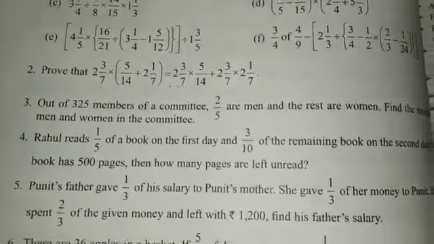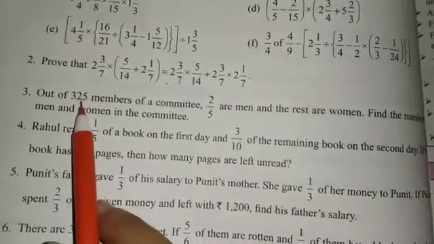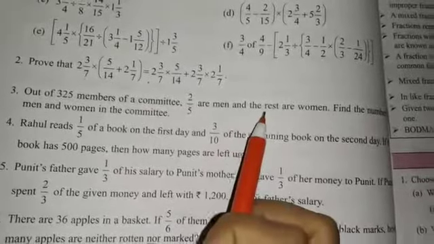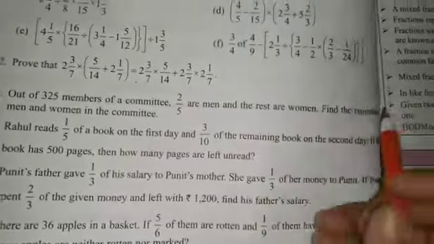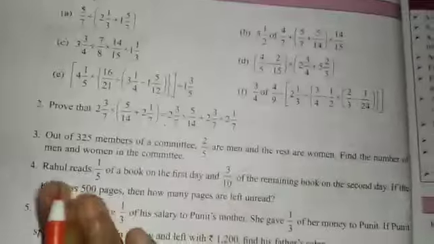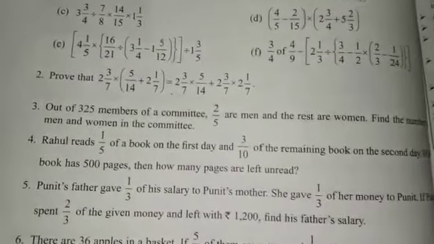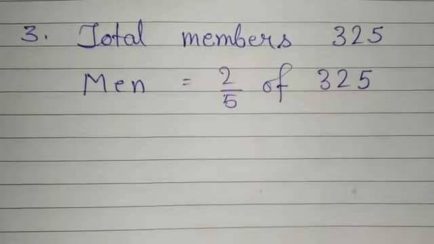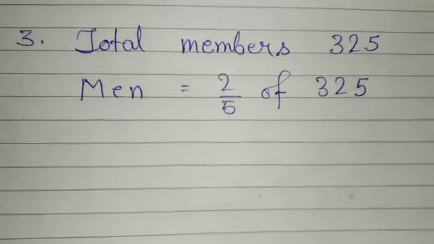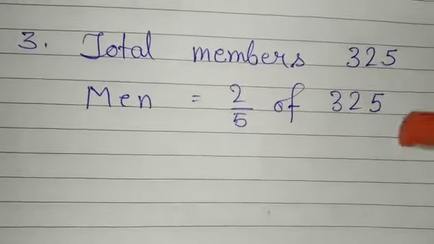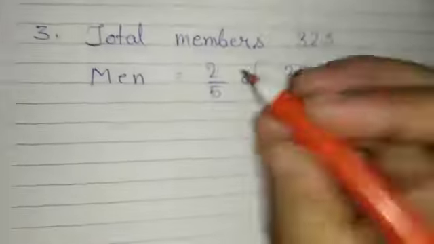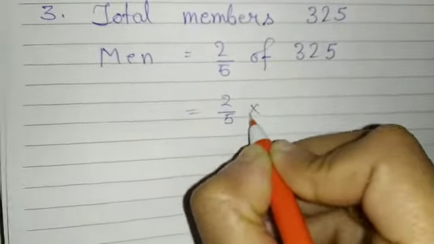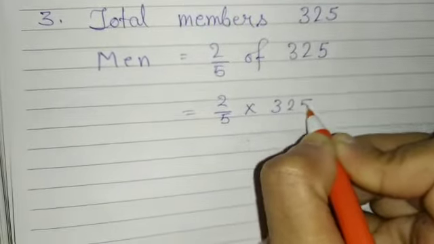Now let's move to question number 3. Out of 325 members of a committee, 2 by 5 are men and the rest are women. Find the number of men and women in the committee. So total members will be 325 and number of men will be 2 by 5 of this total number. So you know how we can calculate it. 2 by 5, and of will be multiplication, 325.